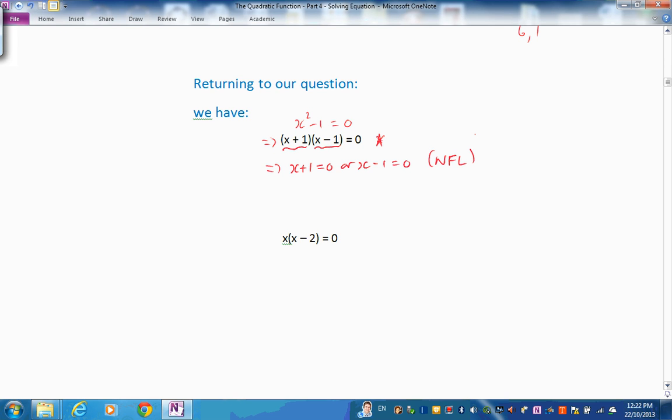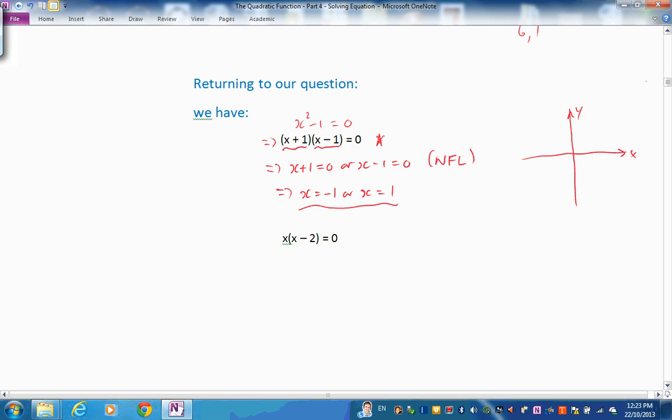NFL, nothing to do with football, mate. Anyway, so here x is negative 1 or x is plus 1. What was the point of that? Let's have a look at it graphically. Let's link it to what we were doing.